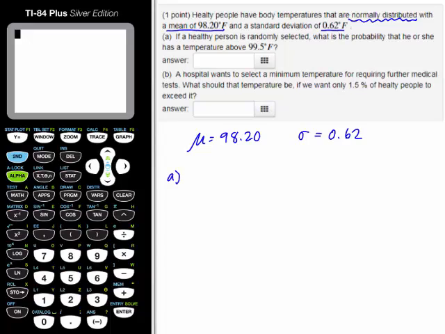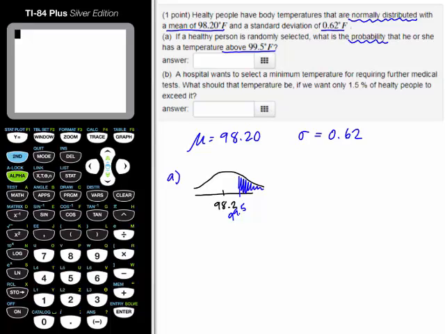Now part A asks us to find the probability that a person has a temperature above 99.5 degrees. Now because it's normally distributed, the picture looks like this, with the mean temperature of 98.2, and we want the probability that someone is above 99.5. So 99.5 is here somewhere. What's the probability that this person has a temperature that value or higher?